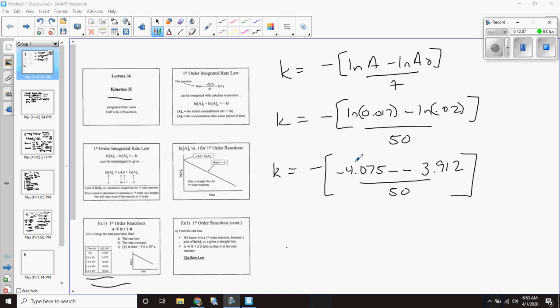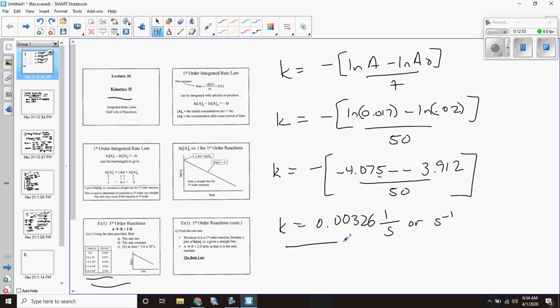So when you plug in numbers to the natural logs, you get a lot of negatives. So keep track of your negatives. This gives you natural log of 0.017 gets you negative 4.075. I rounded that last digit, minus, and the answer for natural log of 0.02 is negative 3.912. So when you're done, and you end up making the whole thing negative, then k is equal to these two things divided by 50, and I get 0.00326. And the units in this case, because we're a first order reaction, the units are 1/seconds, or you could say seconds to the -1. So it's pretty cool.